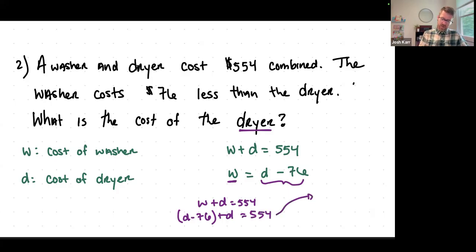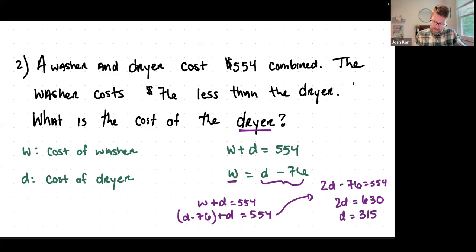I'm going to bring this up here, ran out of room. We can combine those: 2D minus 76 equals 554. Add 76 to both sides. We get 630. And then dividing by 2. We have a $315 super cheap dryer.